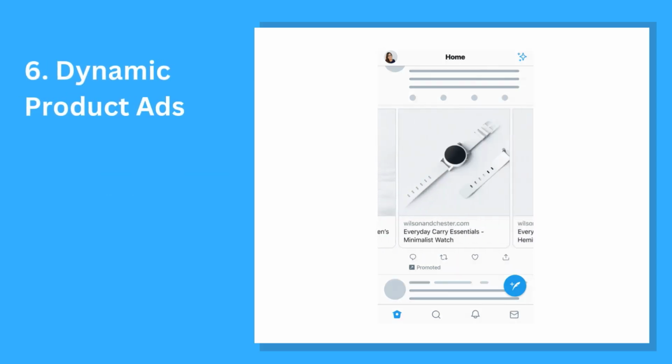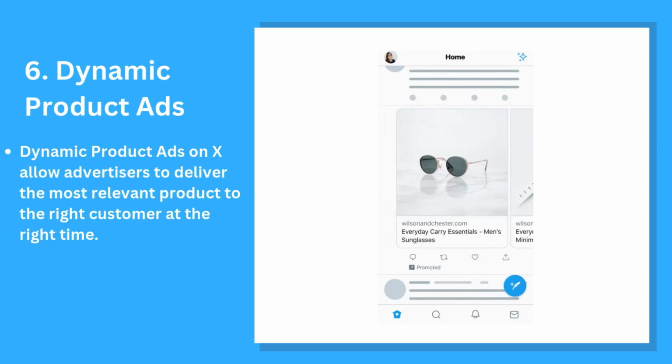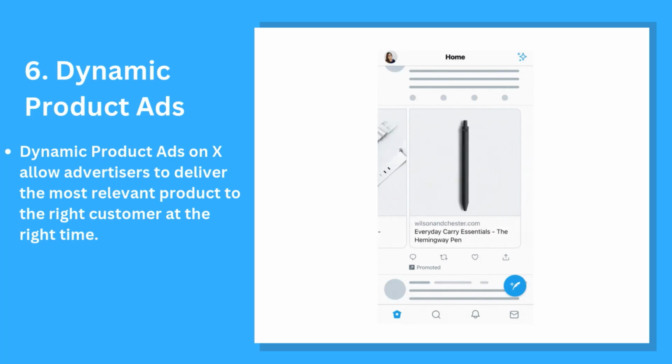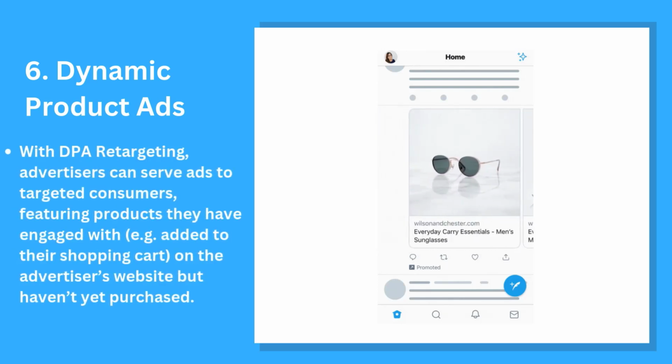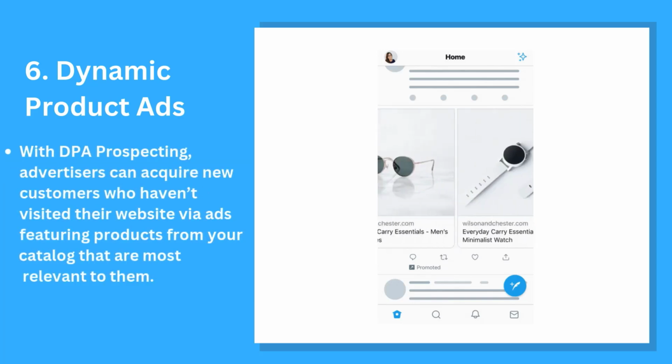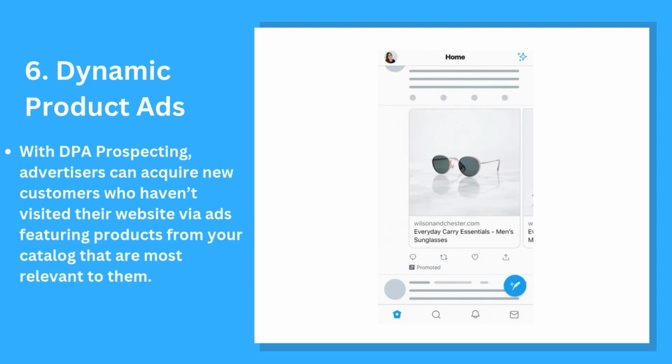Dynamic product ads. Dynamic product ads on X allow advertisers to deliver the most relevant product to the right customer at the right time. With DPA retargeting, advertisers can serve ads to targeted consumers featuring products they have engaged with, like added to their shopping cart on the advertiser's website but haven't yet purchased. With DPA prospecting, advertisers can acquire new customers who haven't visited their website via ads featuring products from your catalog that are most relevant to them.